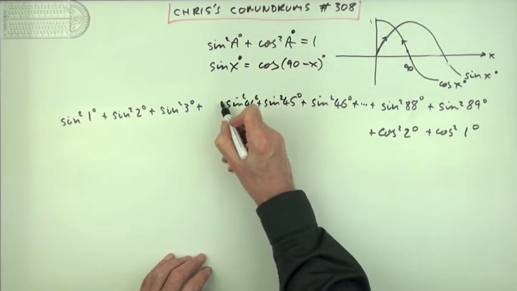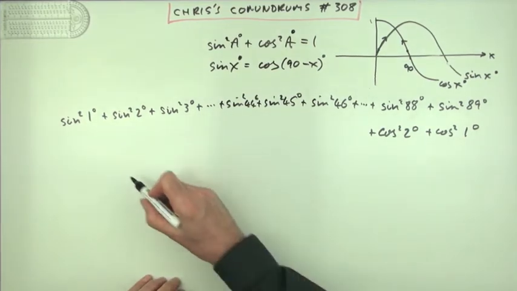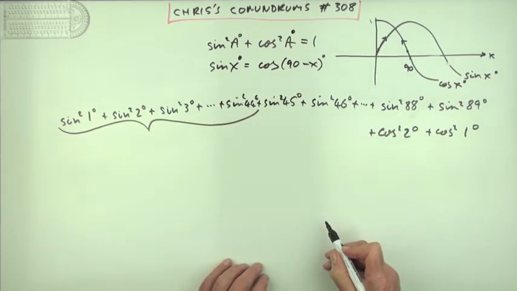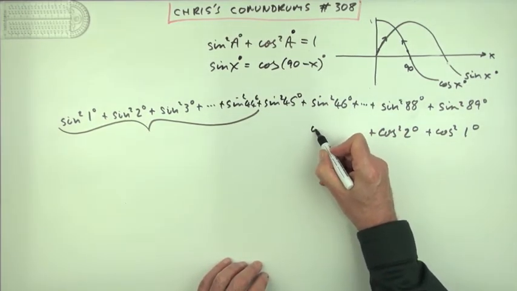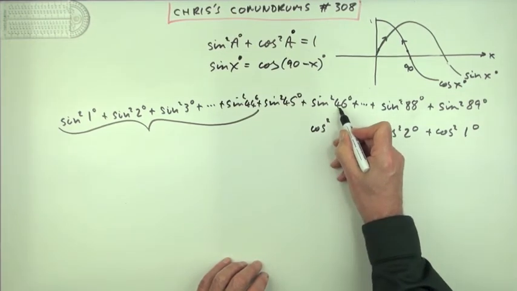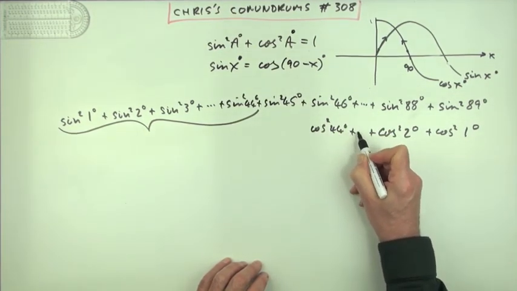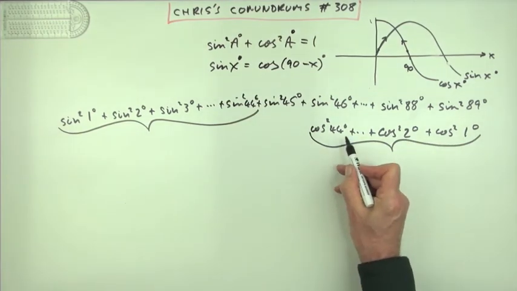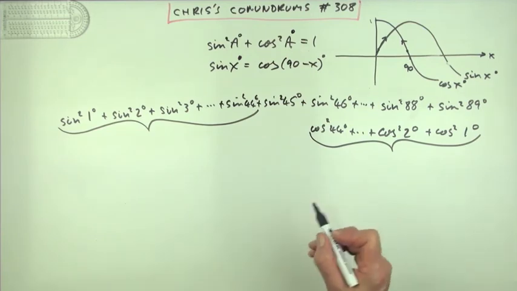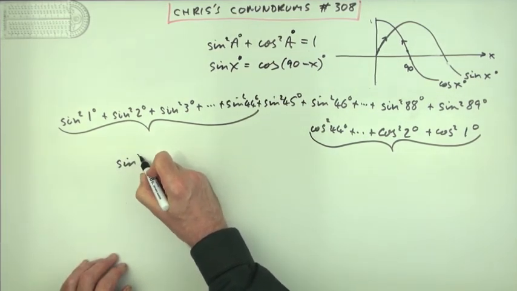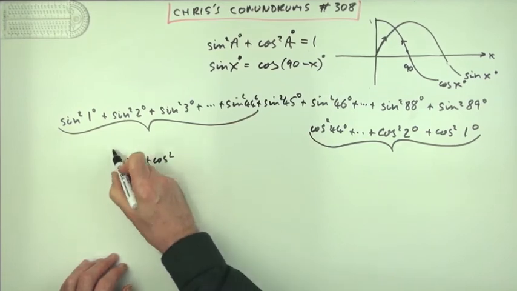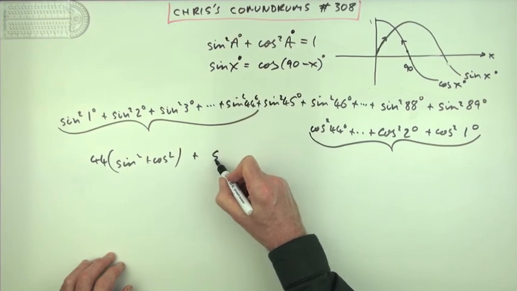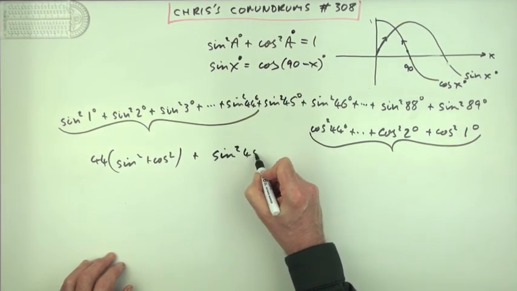Oh, I did just manage to squeeze them in. So sine squared of 1 up to 44 will have partners over here, because this would then turn into cos squared of 46 away is 44 degrees. Would have exact partners over here, and there are 44 of them. So there's 44 lots of sine squared plus cos squared. You've got 44 lots of that, plus this odd one, this odd sine squared 45.